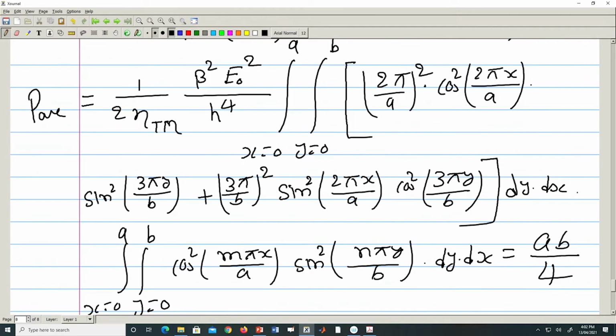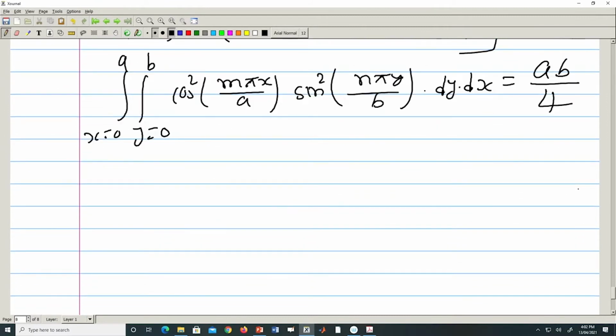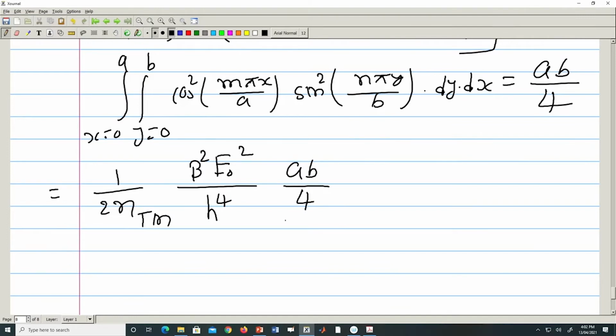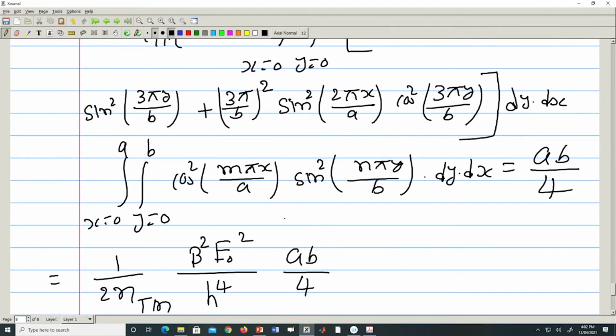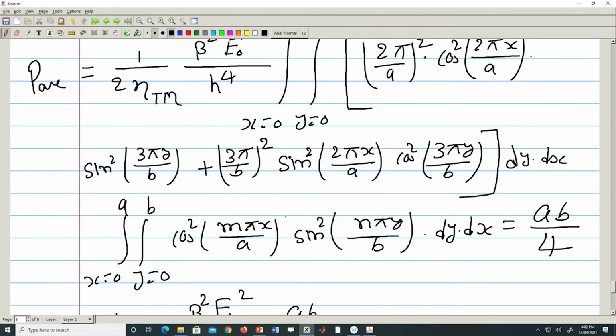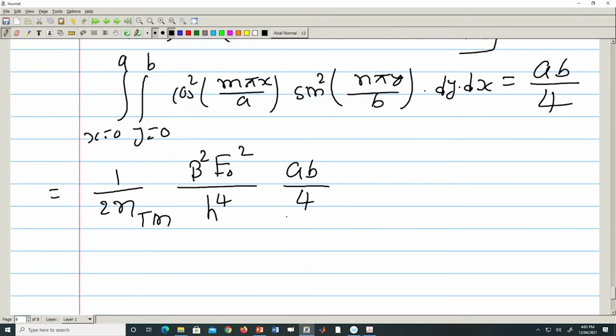So, we can substitute all these values in the upper equation. It will be 1 by 2 eta TM, beta square E naught square divided by h to the power 4, ab by 4, that is the same in both the cases, so it comes outside. Inside the bracket, 4 pi square by a square plus 9 pi square by b square.